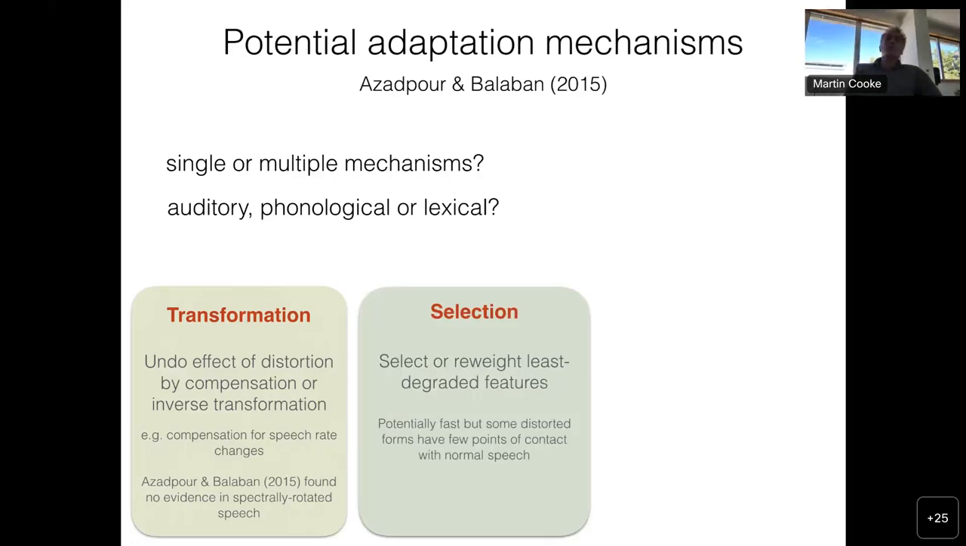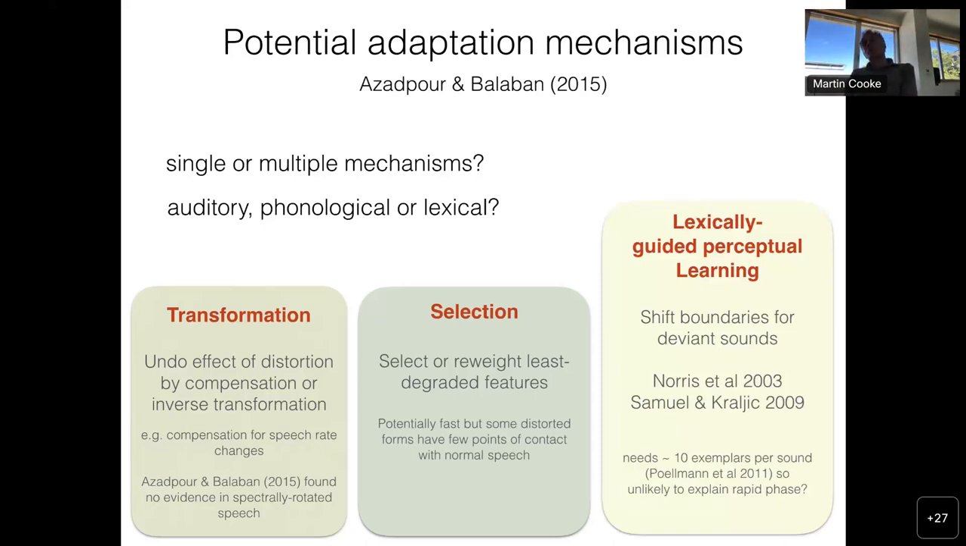And then there's the possibility that what listeners are doing is looking at what neural mechanisms, or neural assemblies, are being stimulated by the distorted speech, and then selecting those which are least degraded. So in the case of sine wave speech, the formants, the first 2 or 3 formants, are actually being activated more or less as they would be for natural speech. It's just the rest of the spectrum isn't. So that's a case where a selection mechanism might work well.